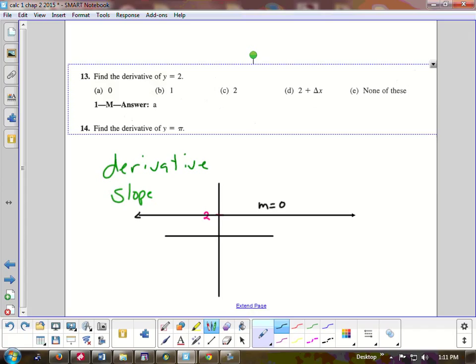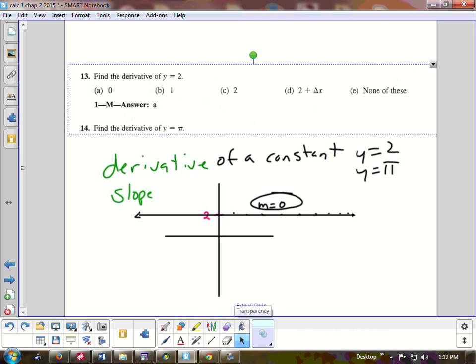So this draws one main conclusion: the derivative of a constant like y equals 2, or y equals pi, is 0, because the slope anywhere on that line is 0. So if I say, what's the derivative of 2? You would say 0. What's the slope at a point on y equals 2? The answer is 0.